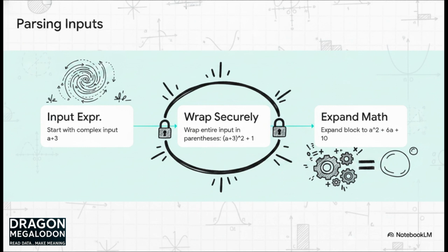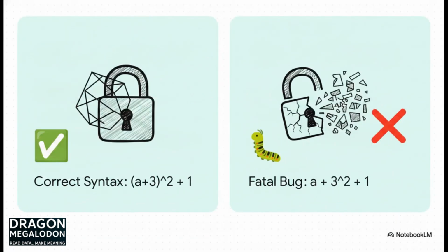Step 3, expand the mathematical block properly. That gives us a squared plus 6a plus 9. And then we just add that final 1, resulting in a squared plus 6a plus 10. Now, you might be wondering, why am I emphasizing the parentheses so much? Well, check out this comparison. We have the correct syntax, and then we have the absolute most common beginner bug in the wild, dropping those parentheses. If you just write a plus 3 squared plus 1 without them, the system only squares the 3. You get a plus 9 plus 1. Your entire algorithmic logic is now corrupted, all because of one missing parenthesis. You gotta secure those data blocks.